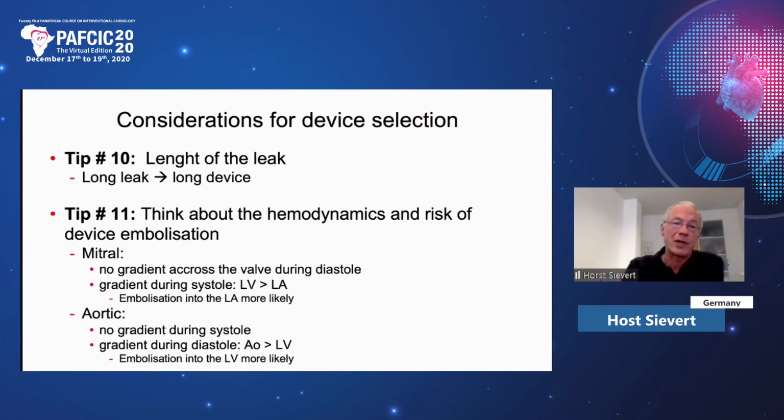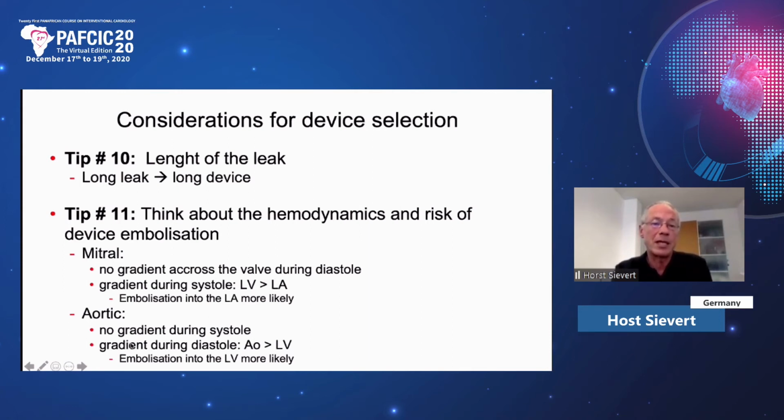So in mitral valves, there's no gradient across the valve during diastole. There is a gradient during systole, and the pressure obviously is higher in the left ventricle than the left atrium. So in mitral position, the embolization into the left atrium is more likely than the embolization in the other direction. And that is important when it comes to the question where the device exactly should be placed.